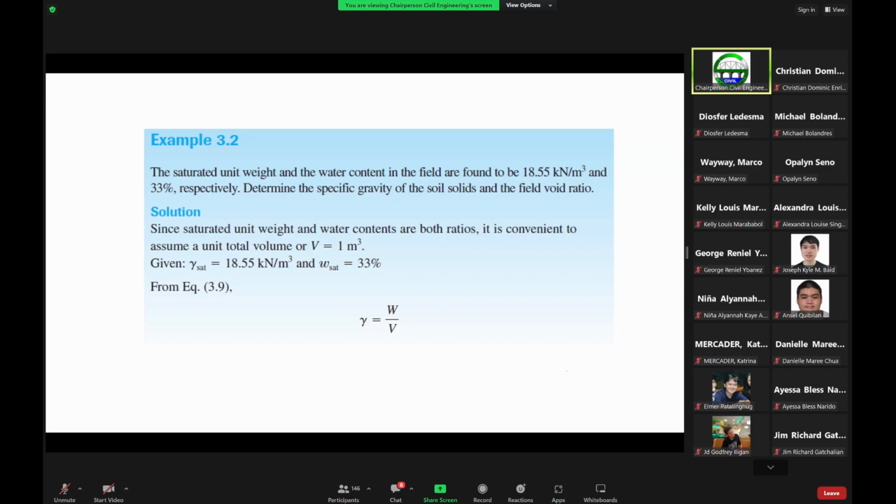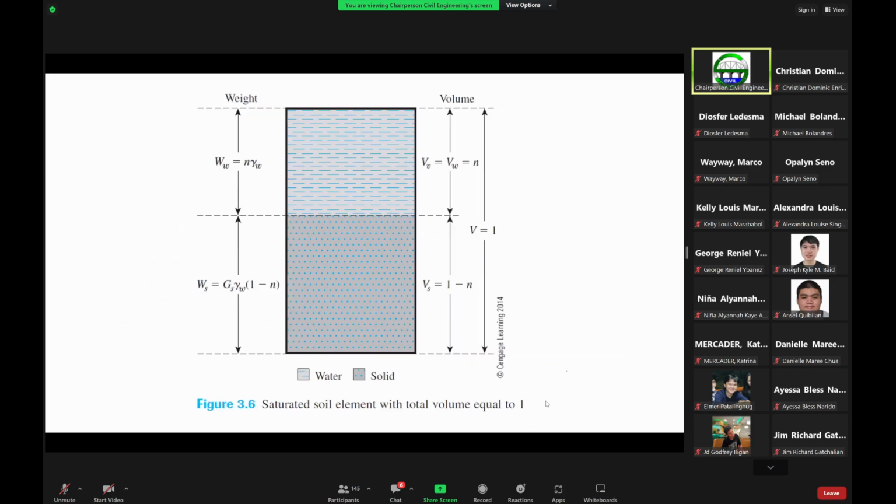Since the saturated unit weight and the water content are both ratios, and since we don't know the total volume, in the next problem we'll be given some dimensions where we can compute the volume of the soil sample. But in this problem, since we don't have the total volume of the sample, we can assume a unit total volume equal to 1 cubic meter. Which means that this problem can be treated like this.